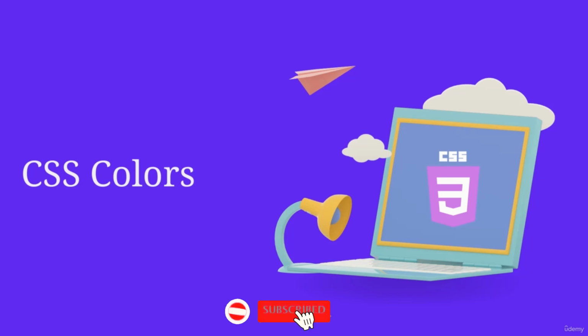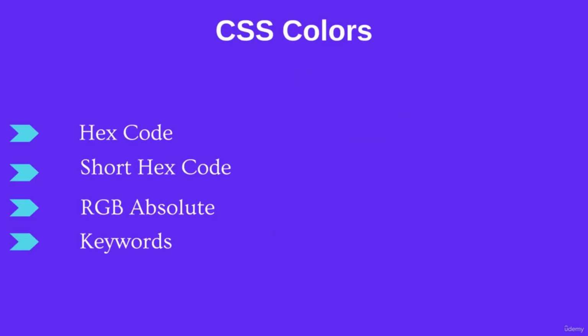In this chapter of CSS, we will discuss colors. Colors are one of the very important aspects whenever we talk about formatting or giving an attractive look to our web page. So we will learn the different ways of passing the color for a specific element of the HTML. Here we have 4 different ways of doing the same: first is passing the hexadecimal code, then short hexadecimal code, RGB absolute, and keywords.